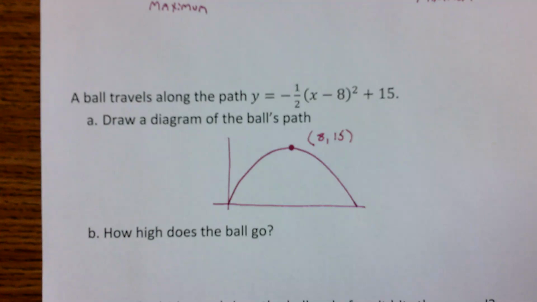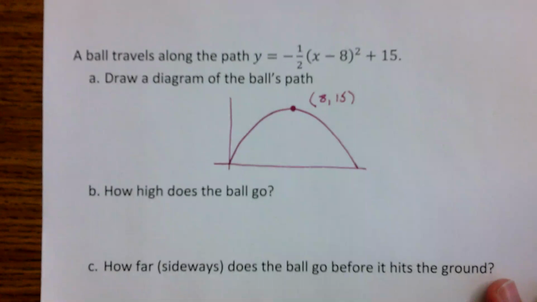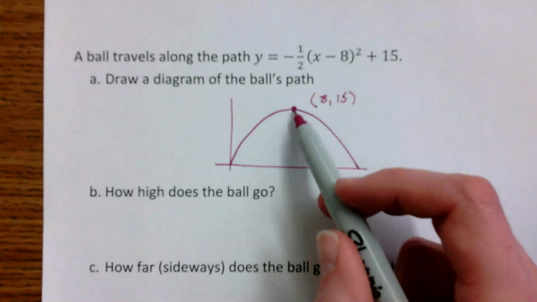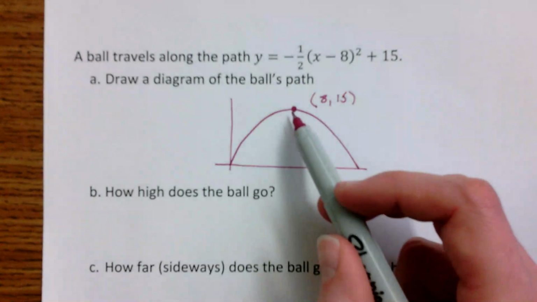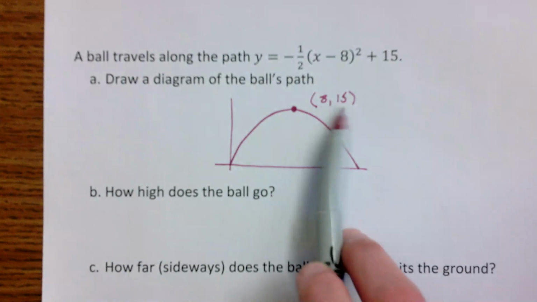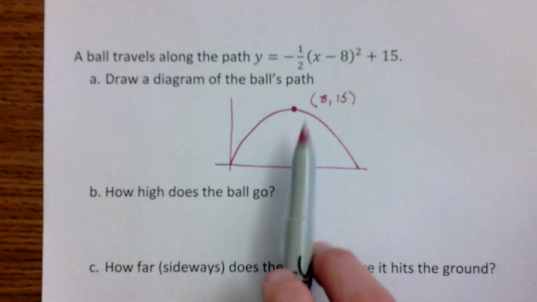Okay, so what questions can we answer about this? We want to know about the path that this ball takes. So the first question: how high does the ball go? Well, the maximum height of the ball is at the vertex. That's the highest point it gets to. So to answer this question, I just need to know which one of these two numbers tells me the up and down part of this point.